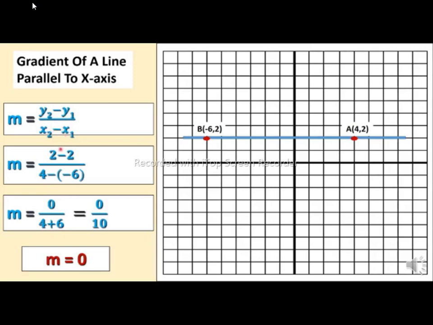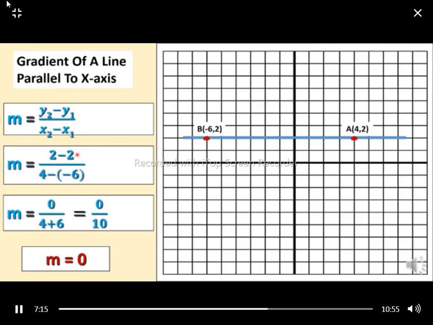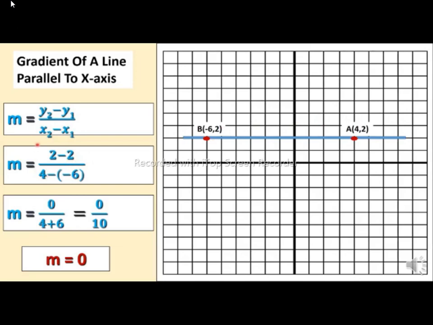Here you can see, to find the vertical change, the vertical points are 2 and 2. So 2 minus 2 becomes 0, and in the horizontal change x2 minus x1, here x2 is 4 minus into minus 6, this becomes 4 plus 6, this becomes 10. So 0 over 10, whatever the number in the denominator is, if the numerator is 0, you will get the answer 0. So the slope of a line parallel to x-axis will always be 0.